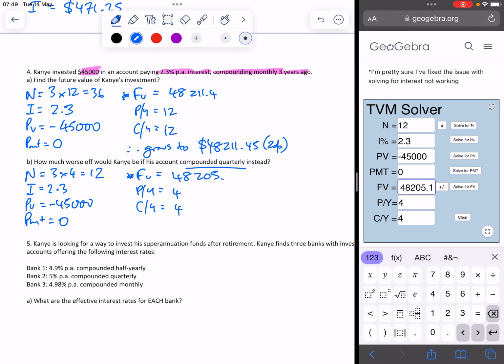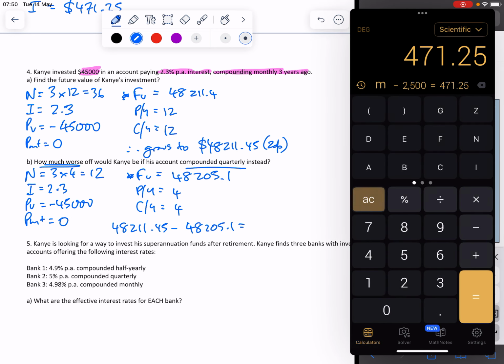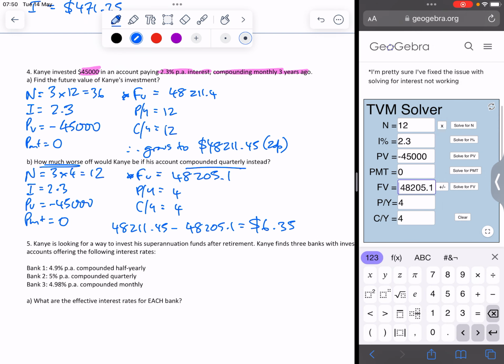We want to know how much worse off here, so we're comparing 48,211.45 minus 48,205.1. 48,211.45 minus 48,205.1 is $6.35. Worse off. Worse off by going quarterly.